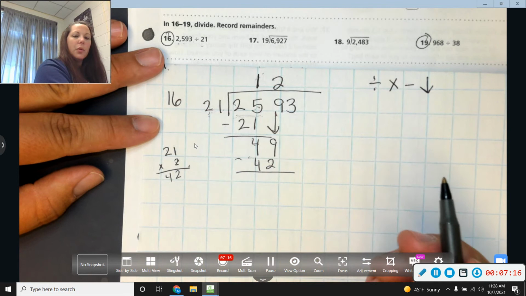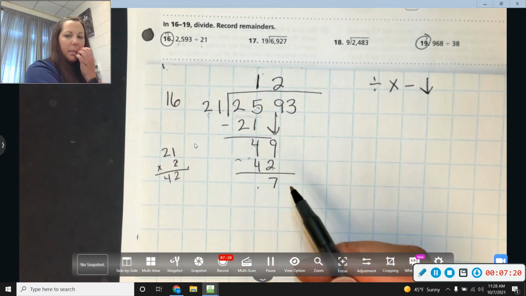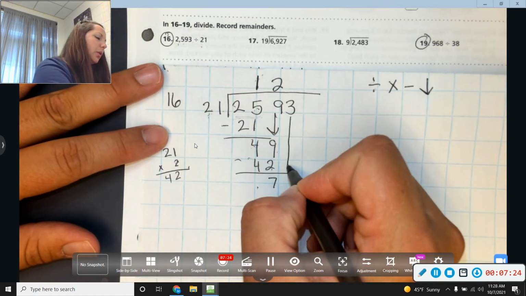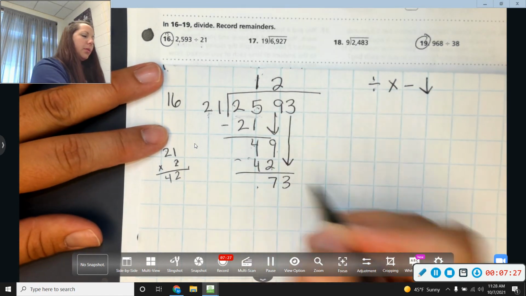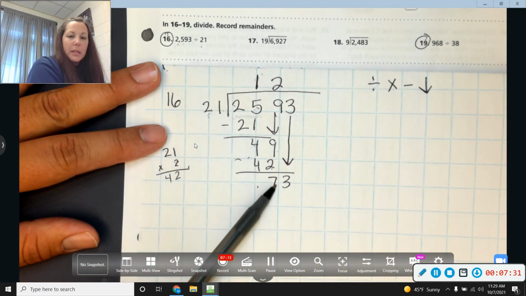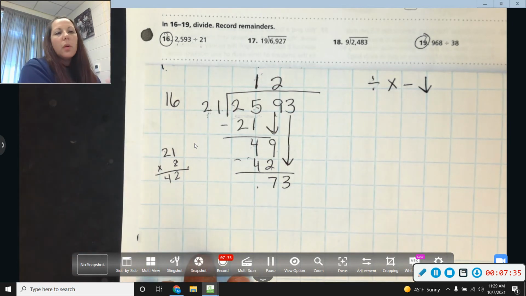Now I subtract. 9 minus 2 is 7. 4 minus 4 is 0. Okay? Now I'm back to the bring down stage. So I bring my 3 down. So now I need to do 21 goes into 73. How many times? Well, if I do 20, 40, 60, 80, so I know 4 times is too much.